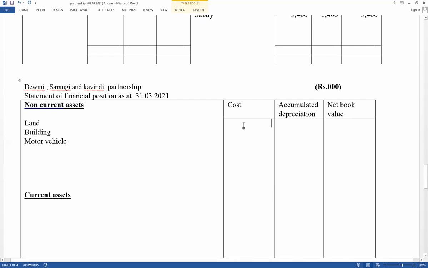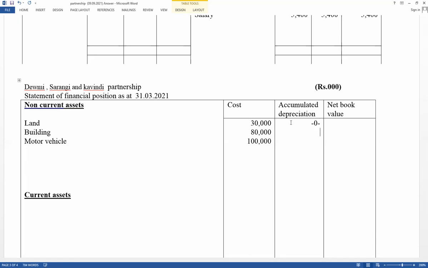And cost: land is given as 30,000, building 8,000, and motor vehicle 100,000. But the cost value changes if a disposal is given. In the paper, sometimes a disposal adjustment is also given. Therefore, if a disposal adjustment is given, the cost value also changes. But in this example, no disposal adjustment is given. Only accumulated depreciation changes. Land is a non-depreciable asset.